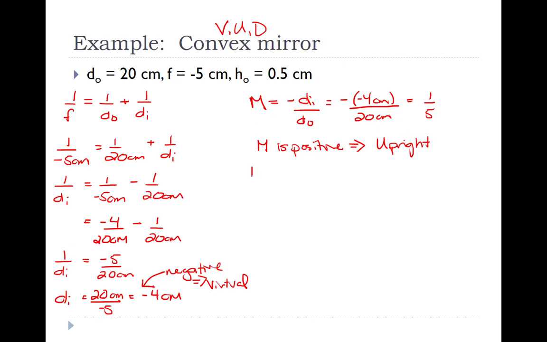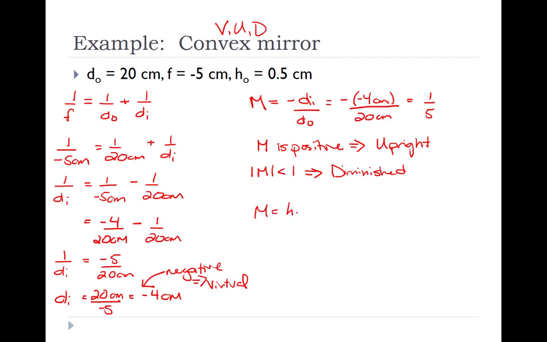The other thing I see is that the absolute value of m is less than 1, and that tells me that it is diminished. Why did I use the absolute value? Well, remember, the magnification can sometimes be negative, and what I really want to know is whether this number is bigger than 1 or less than 1. Is it a fraction or not? So now I can see I have a virtual, upright, diminished image, which is consistent with what we saw from the ray diagrams last unit.